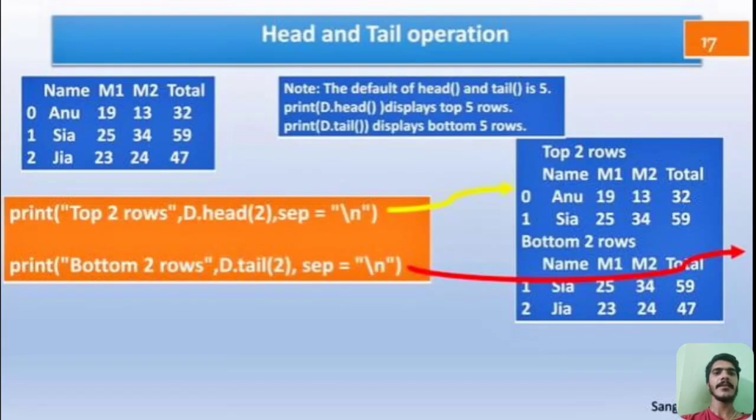Next, head and tail operation. The default for head and tail is 5. Print of d.head displays the top 5 rows, and d.tail the bottom 5 rows.